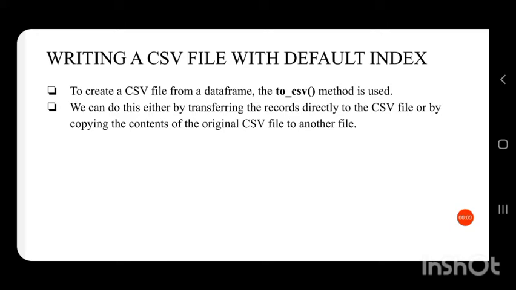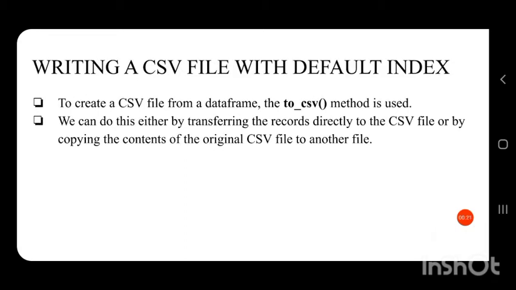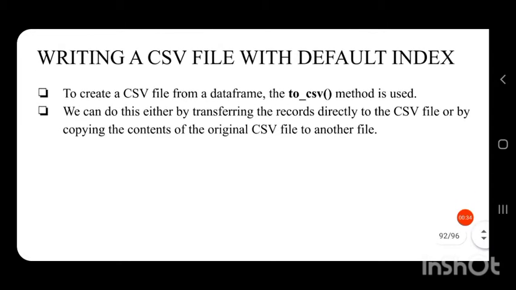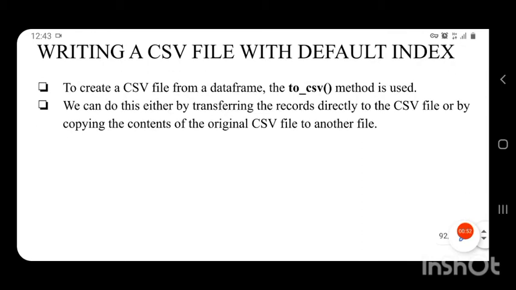We can write a CSV file in two ways. The first one is by directly transferring the data in a data frame to a CSV file, or the other method is to copy the contents of one CSV file to another file.